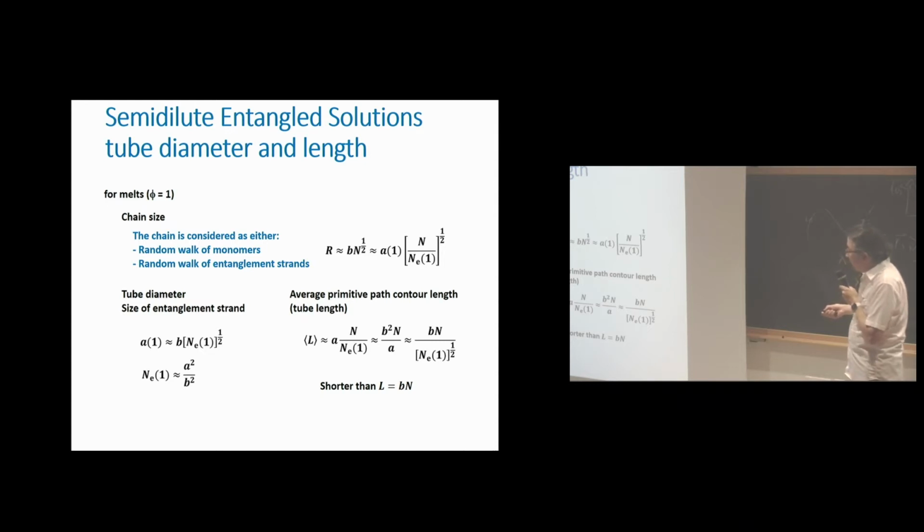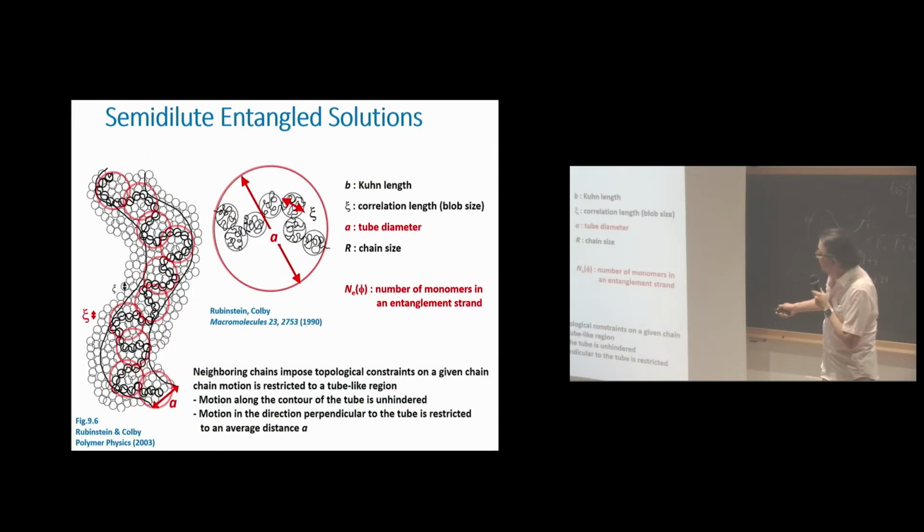And we can also calculate the chain tube length. So this is the average primitive path contour length, so this is the chain length. This is proportional to the size of the monomer inside, and then its number, so it can be calculated as Bn divided by Ne to the power of 0.5. So this is shorter than the contour length of the chain itself, which should be Bn. This means the chain is a little bit compact in the entanglement tube. Here you have this. It's not a straight line. It's not fully stretched.